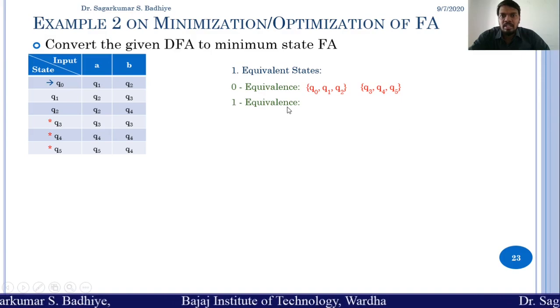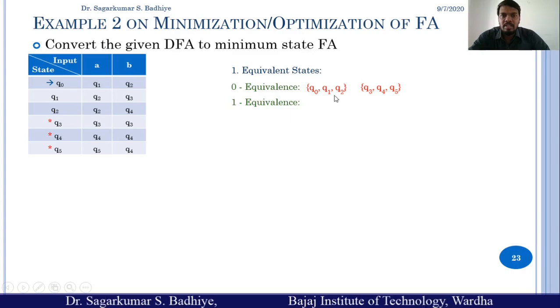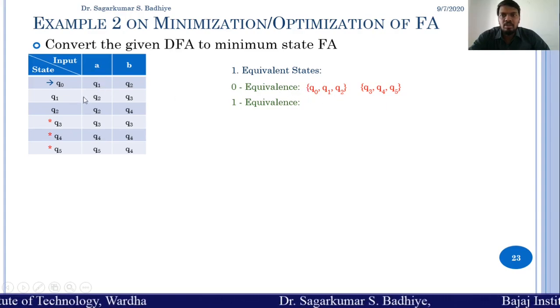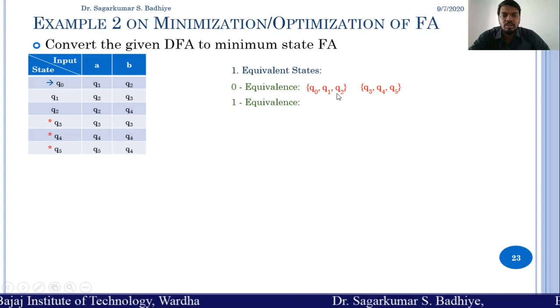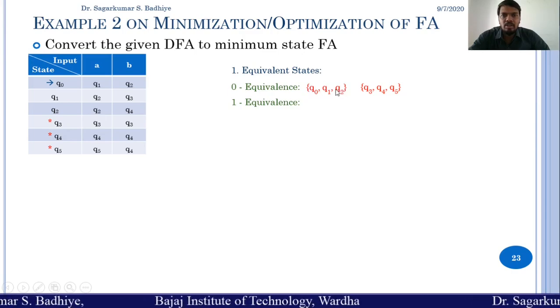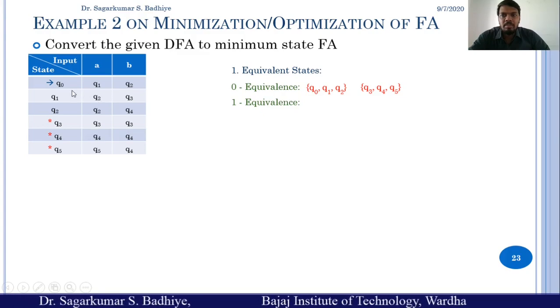One equivalence is obtained by considering the transitions from this set of states, which go to other states or the same states. So Q0 on A goes to Q1 which belongs to this set. Q1 on A goes to Q2 which again belongs to this set. Q2 on A goes to Q2 which again belongs to this set. So this set is one equivalent for A as input.